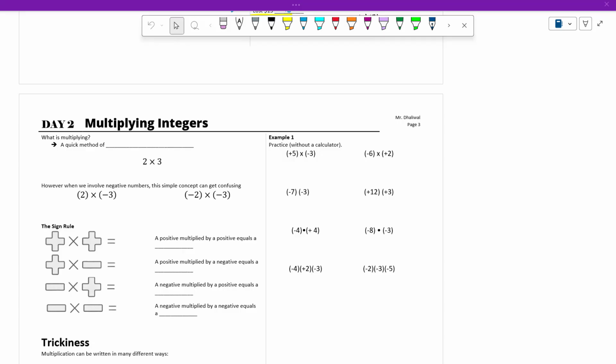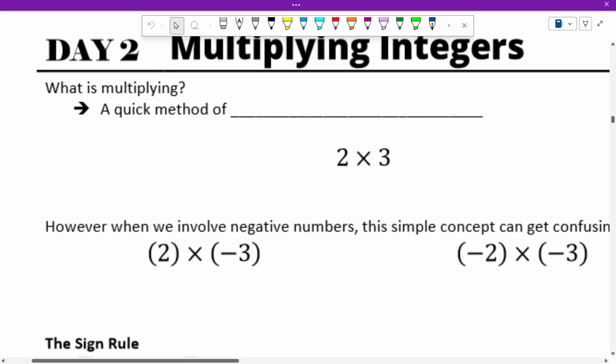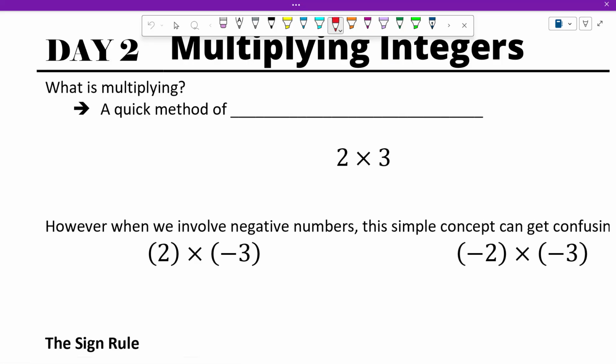So you know how to multiply. Answer of 2 times 3. What is it? 6. But what I don't want you to forget is that going back to elementary school, grade 2, grade 3, multiplying was just a fast way of adding.